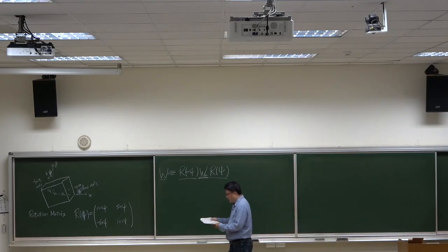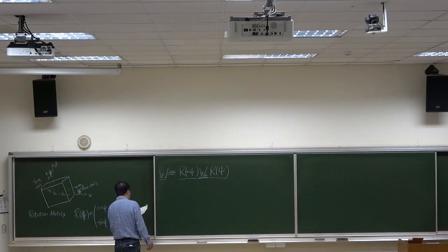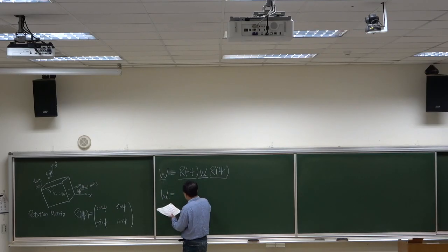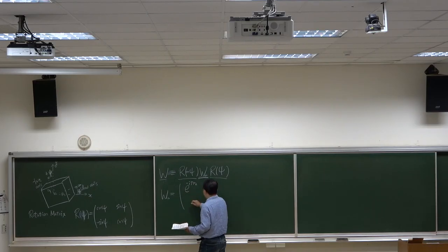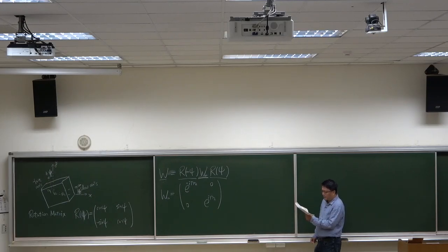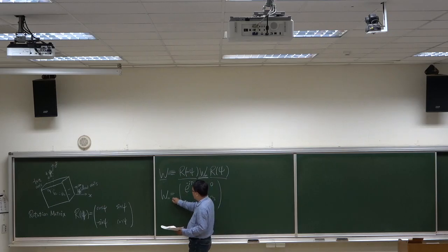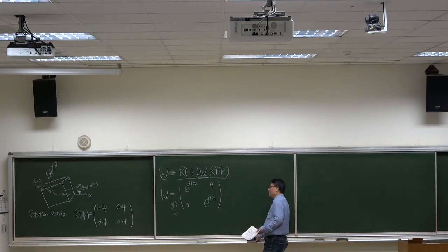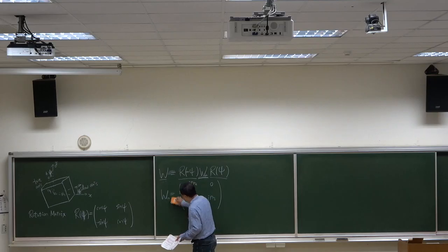OK，好，那这里呢，这个 W0 是什么？Here the W0 is this: exponential minus i gamma, 0, 0, exponential i gamma. You do not need to consider the overall phase exponential minus i phi. This phase factor is in fact useless. So usually we do not need to consider it, and we can just drop it.